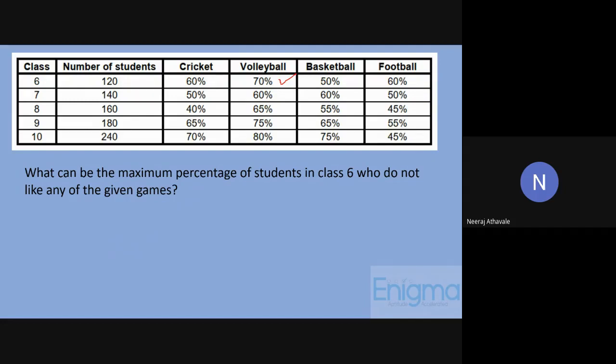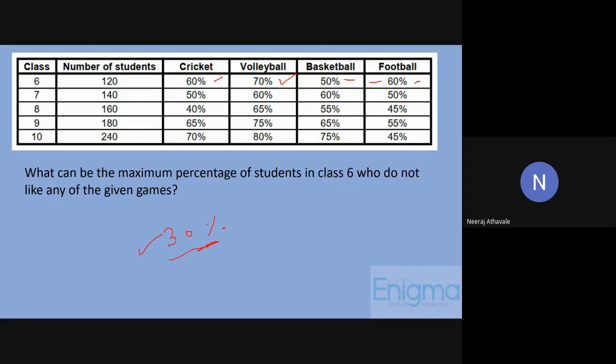Okay, so the highest percentage is 70%. So remaining public कितना है? 30%. 100 minus 70, 30%. Now I can say that 30% do not like any of the given games. Now because 30% यहाँ पे भी चल सकता है बाकी सारे games में. Therefore, this would be your correct answer.